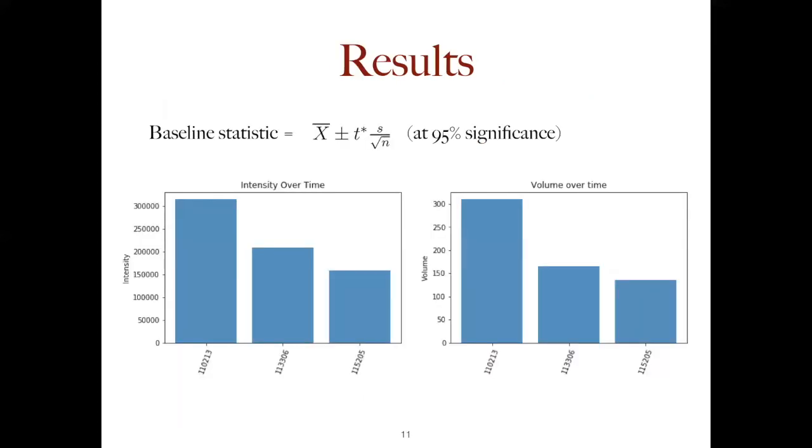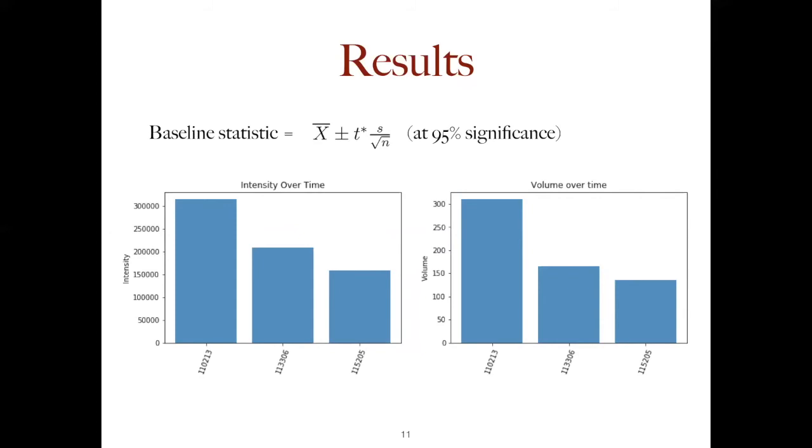For actually calculating the intensity and volume over time, I set the baseline statistic by using the t-value of the first time point and 95% significance. I then summed the pixel values above that statistic at each time point for the intensity and multiplied them by the slice thickness for the volume. In the end, plotting the data from our 3 time points gives us these graphs.